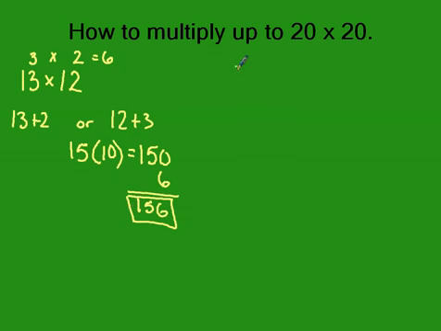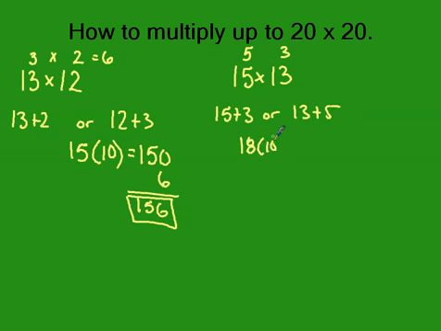Let's try 15 times 13. Right? 15 is 5 above 10, and 13 is 3 above 10. When we cross add, either way we get 18. We're going to multiply that number by 10. We get 180. 5 times 3 is 15. It's 195. Right?